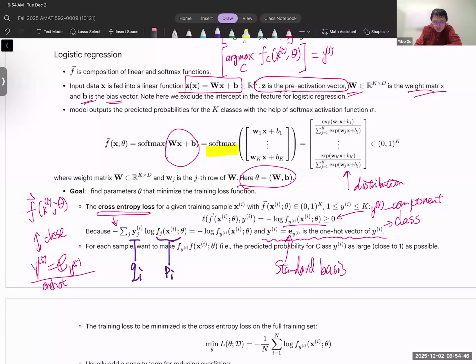So your Qi sum to one, your Pi sum to one. So when P as a distribution matches Q, then this cross entropy is minimized. Okay, so of course you would want this thing to match. So you want to minimize the cross entropy. But now remember, this y vector is what? This y vector is one hot. So you only have one of the y values to be one.